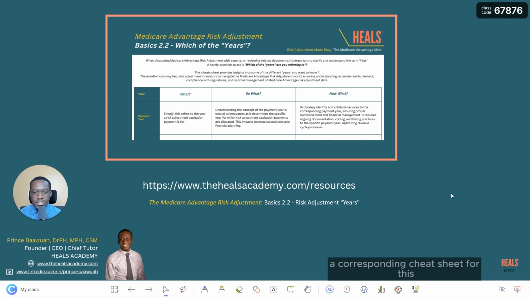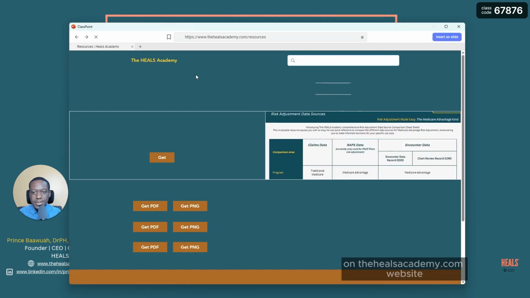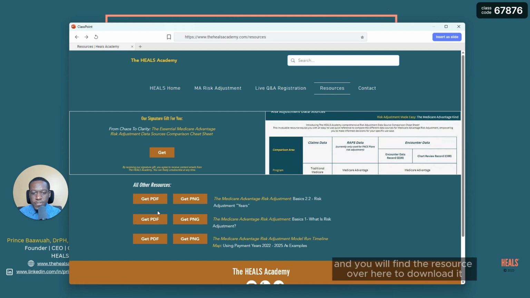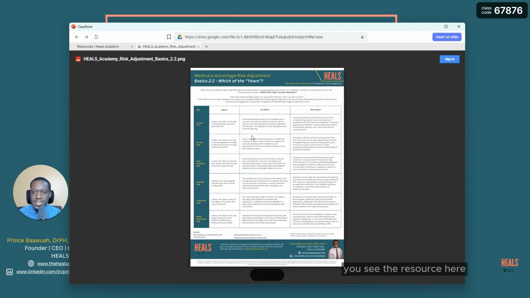The corresponding cheat sheet for this can be found on our website. It is the Medicare Advantage Risk Adjustment Basics 2.2, the risk adjustment years, and you can always find and download that on the healsacademy.com website. You navigate to resources and you will find the resource over here to download. You see the resource here and you can easily download it, and it has all the other things that we'll be going over throughout the month.